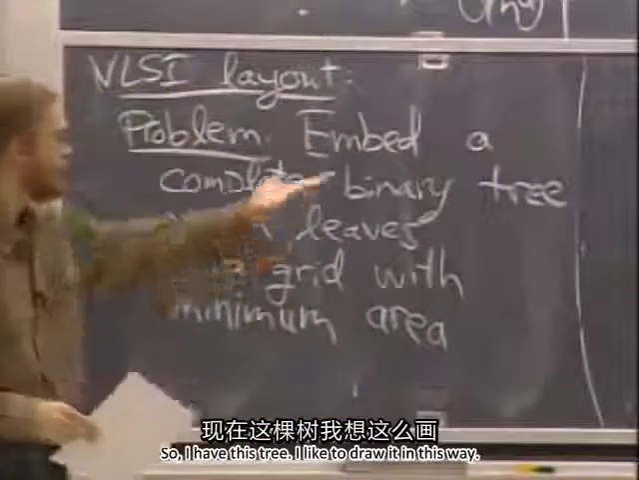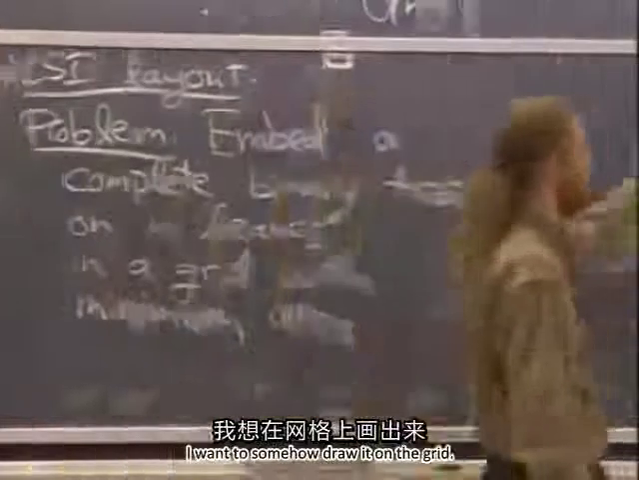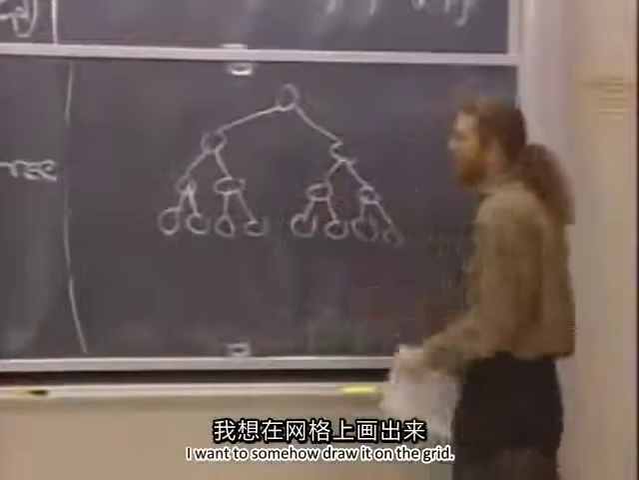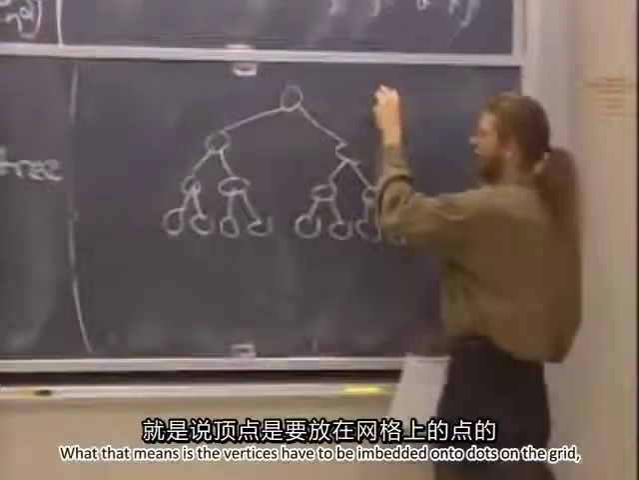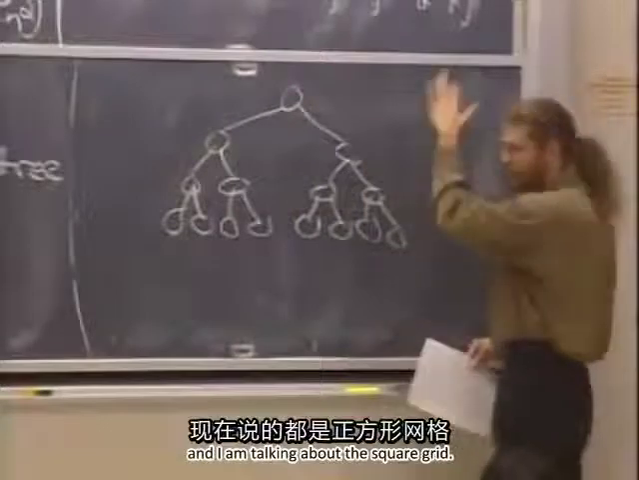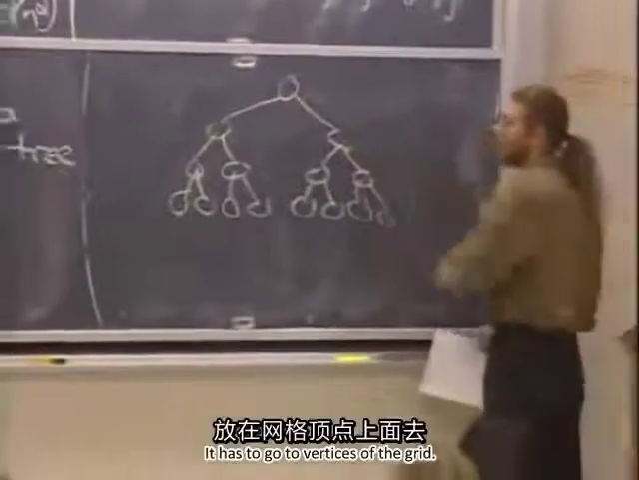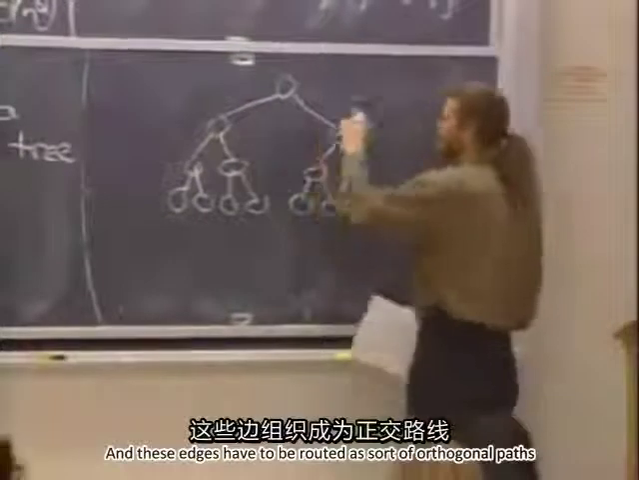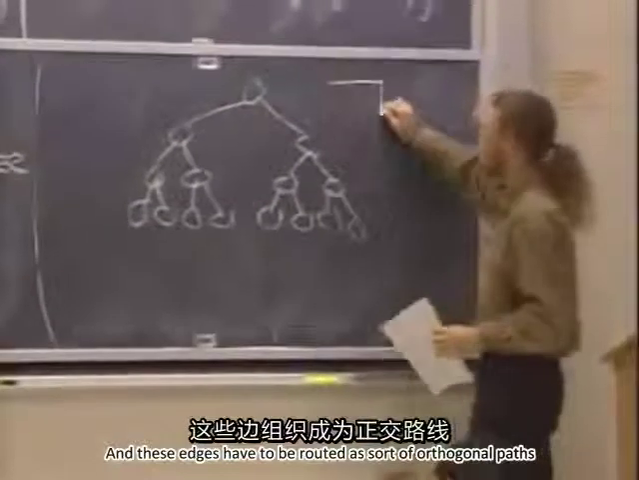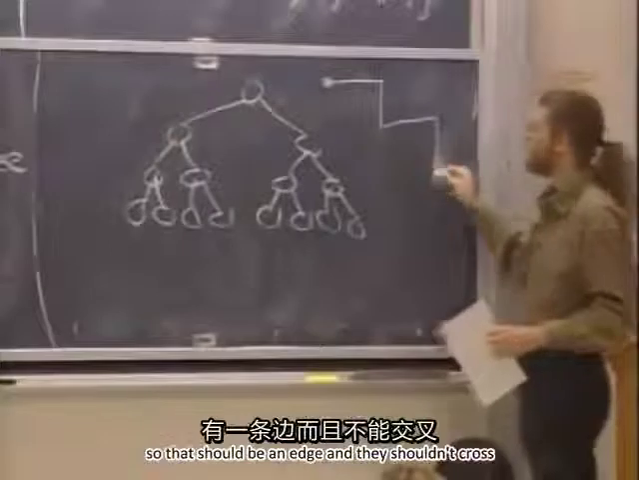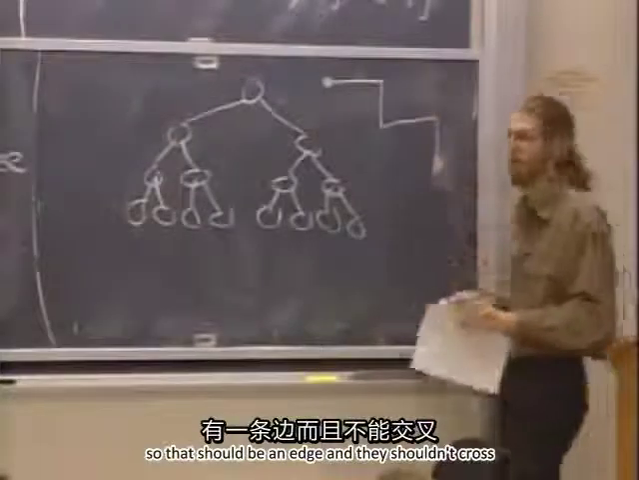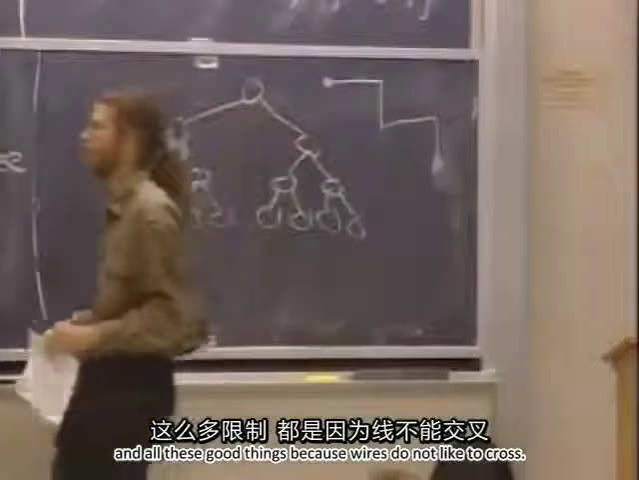So I have this tree. I like to draw it in this way. I want to somehow draw it on the grid. What that means is the vertices have to be embedded onto dots in the grid. I'm talking about the square grid, so it has to go to vertices of the grid. And these edges have to be routed as orthogonal paths between one dot and another. So that should be an edge, and they shouldn't cross and all these good things. Wires don't like to cross.